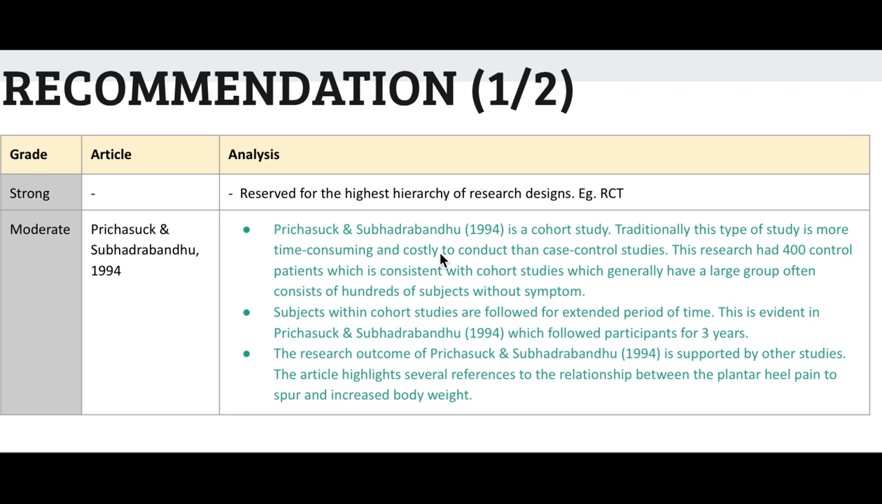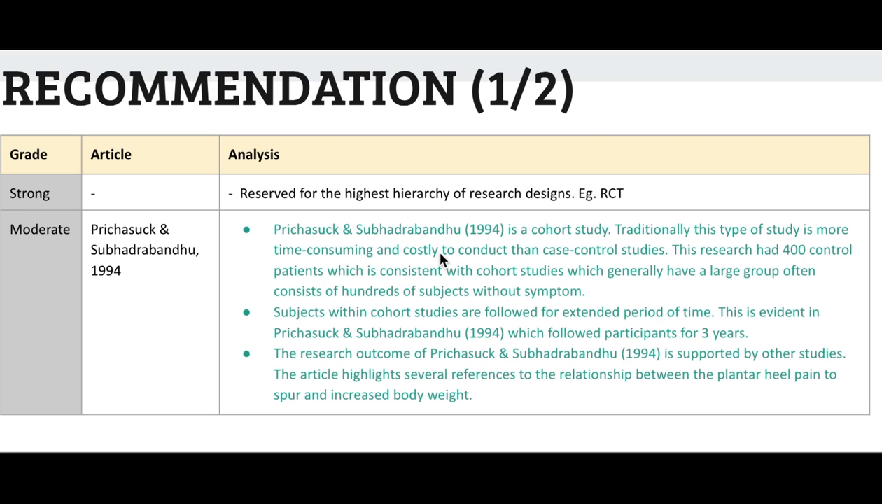Recommendation is classified into a grading system: strong, moderate, and limited. Strong classification is reserved for the highest hierarchy of research designs such as RCT. Based on the articles given, the article by Prishasuk and Subhandrabandhu 1994 is classified under the moderate grade. Prishasuk and Subhandrabandhu is a cohort study.